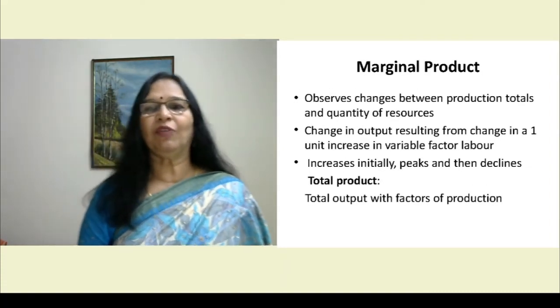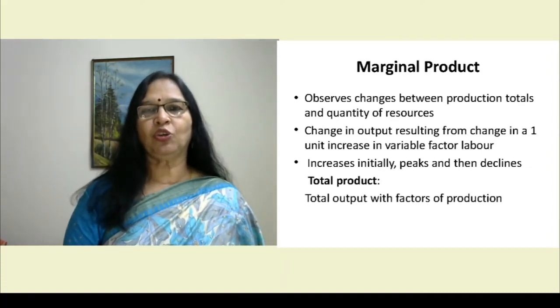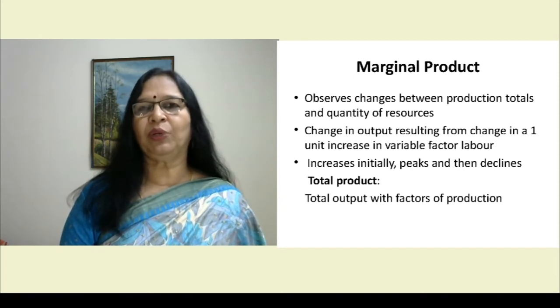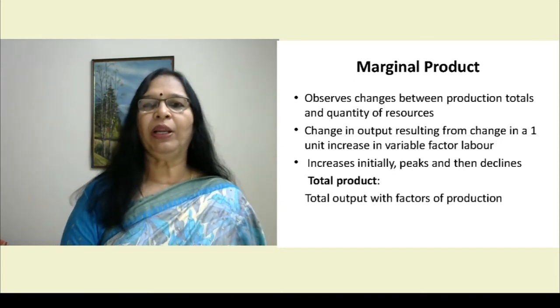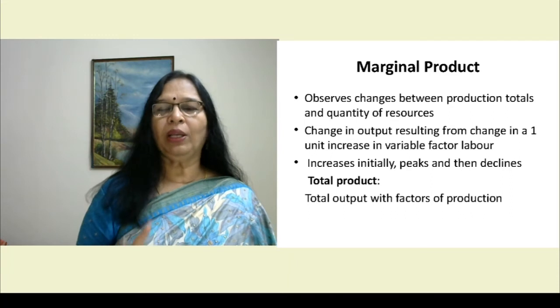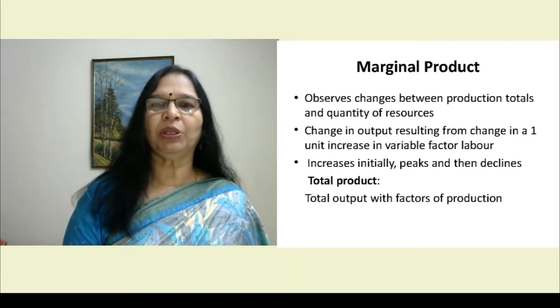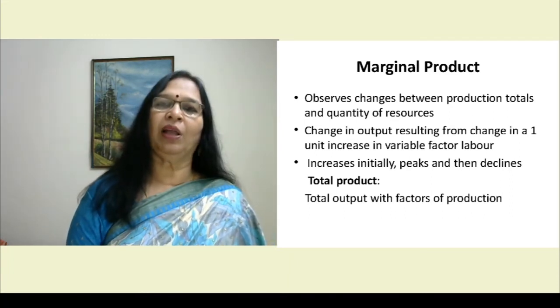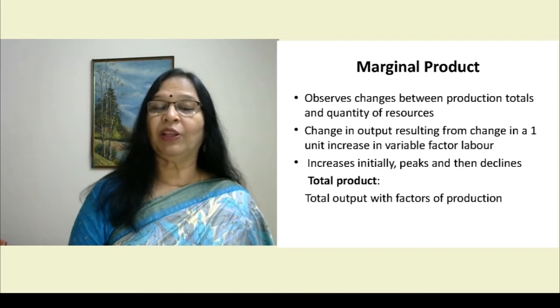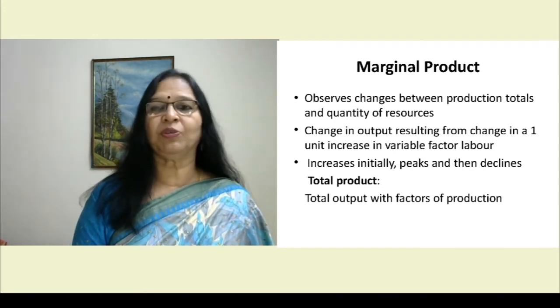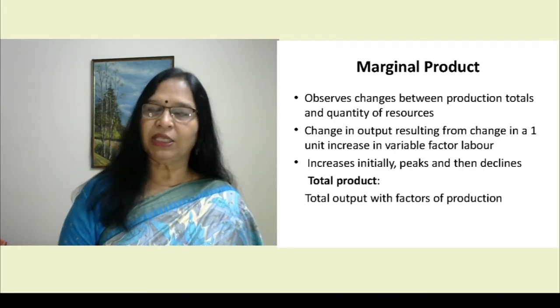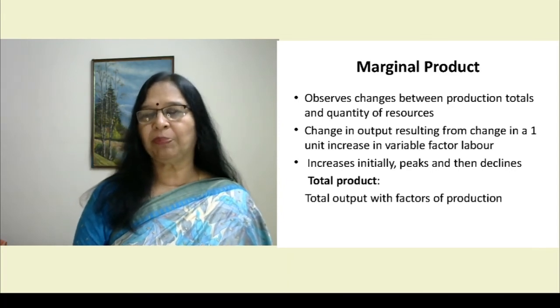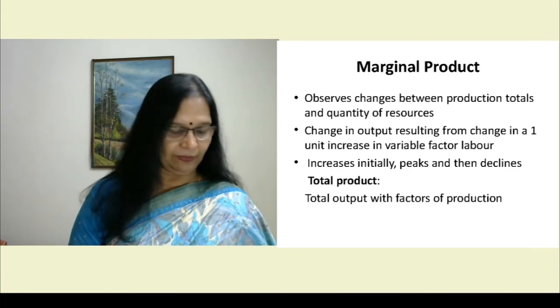Marginal product, we have observed, is the change in the total product when one more additional unit of labor is employed. And this is by 1 unit. If you have changed the labor input, how much will that variable factor show in terms of output? It increases initially, but then, as I told you, it reaches a peak and then starts diminishing.